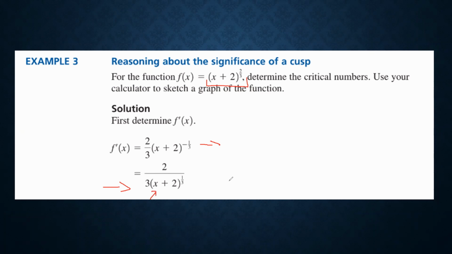Do you see this? If I substitute x equals -2 in here, the denominator is going to be equal to 0, right? 2/0 is one of those cusp problems that we can face. Am I right? In other words, the derivative is not defined at this point. On the other hand, when does the derivative equal 0? Can you tell me?